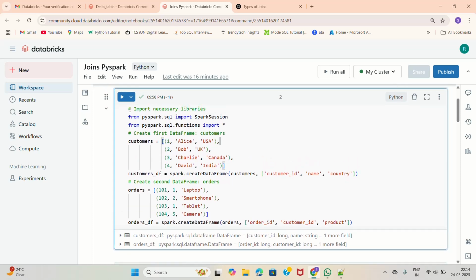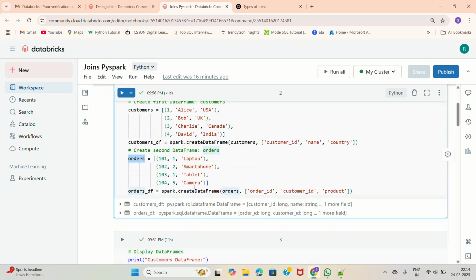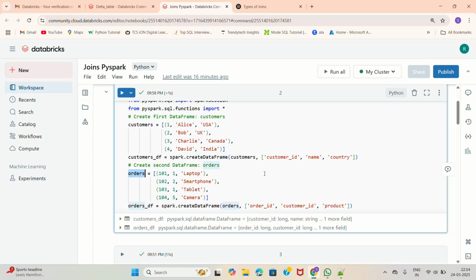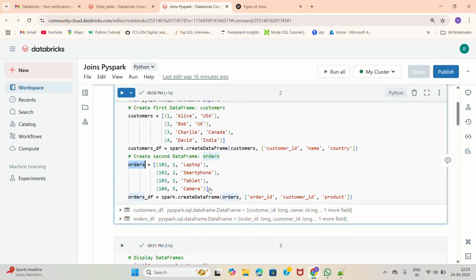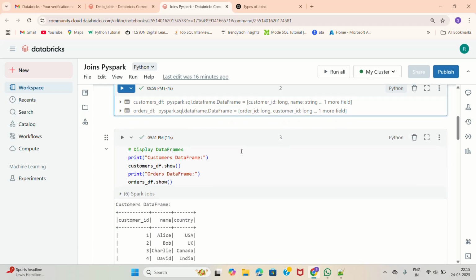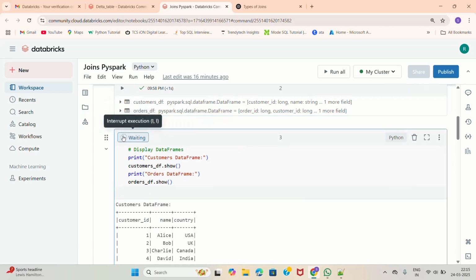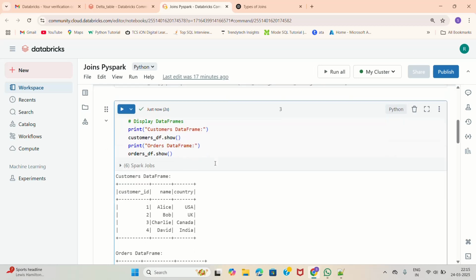I'm importing a few libraries like SparkSession, and from pyspark.sql.functions import star. In the sense, it will import all libraries which exist in this. Now I'm going to create two data frames. One is the customer data frame, another one is the order data frame. By using StructType, I'm defining the schema, and we are inserting these values, and I'm creating one data frame here. After making the two data frames, I'm executing here. Let me look at the data frame once, what values I pasted here.